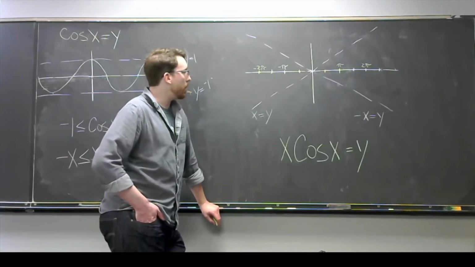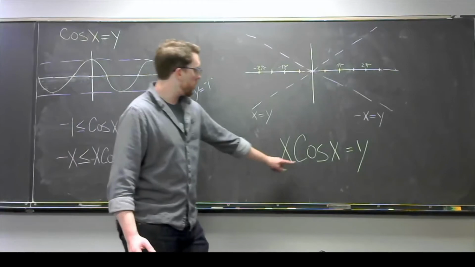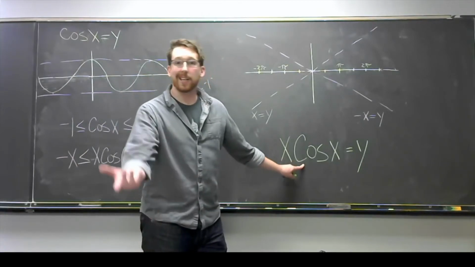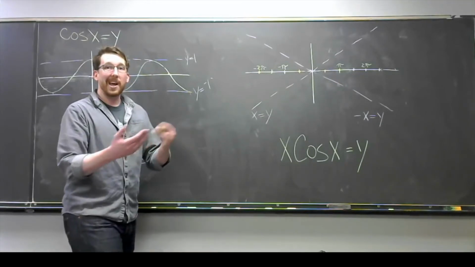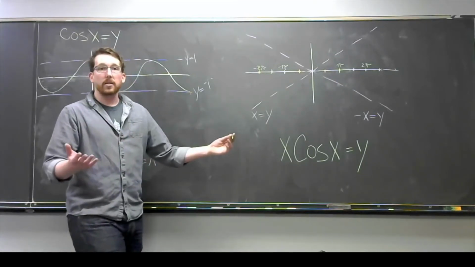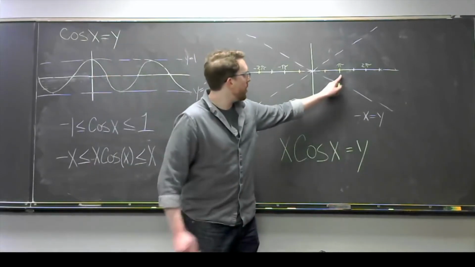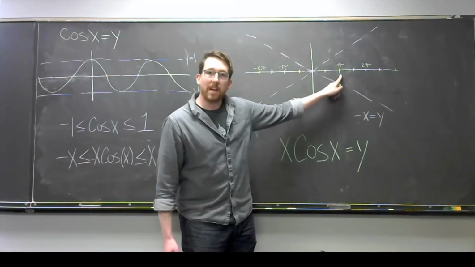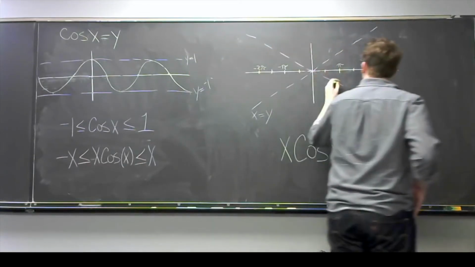Well, we can start by saying what we know. We know that cosine at pi is -1. -1 times x is -x. Well, we just said x was pi, though. We're talking about this point right here, right? Well, if that's the case, then our function must touch right here.